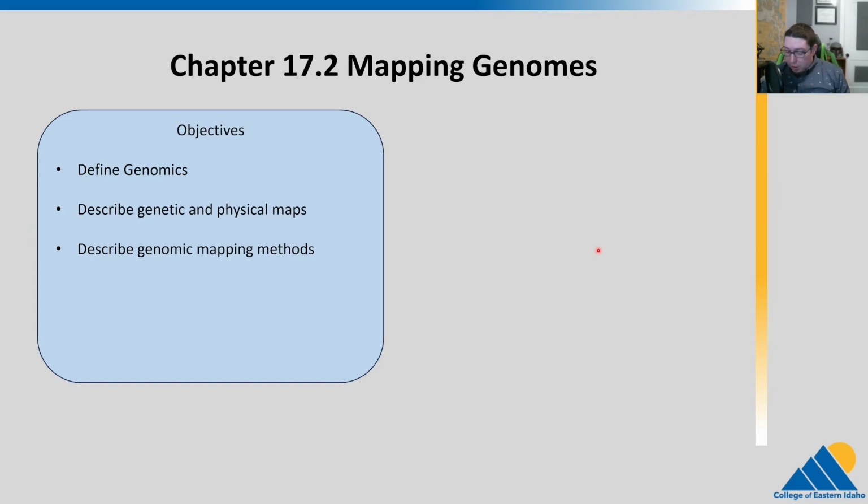For chapter 17.2, we're going to talk about mapping genomes. So we're going to need to talk about genomics to talk about this. Then we'll need to discuss physical versus genetic maps. And then we'll need to talk about how maps are actually made. We've already kind of looked at this in the genetics chapter, but this is an important stepping stone on our way to understanding how the human genome was sequenced.